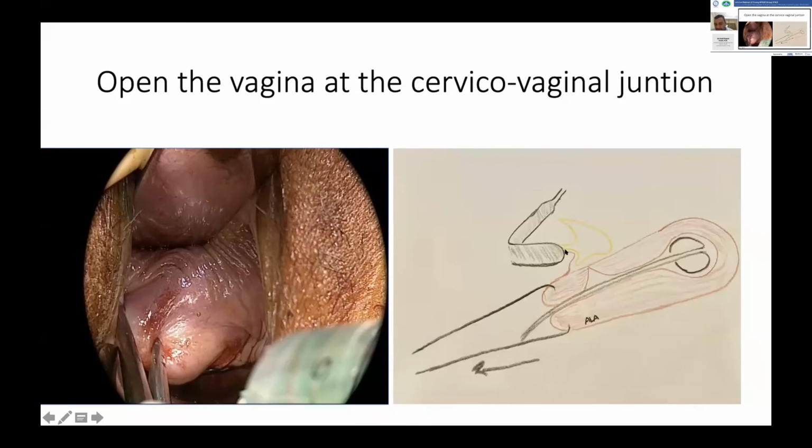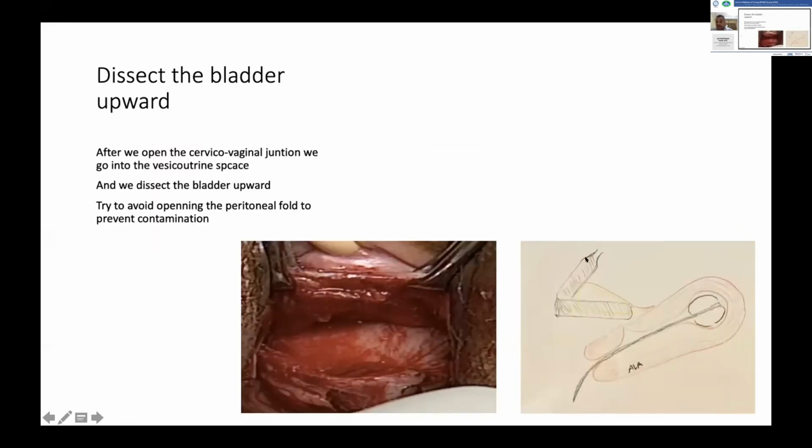So after I apply the retractor and the tenaculum, I pull the uterus downward so I can find the junction easily, and I open with my scissors at this level. After opening this, you will go into the vesico-uterine space. All of us know this space because we open it during cesarean section while we are developing the bladder flap, but here it is the reverse, through the vagina instead of the abdomen. So we open the vesico-uterine fold, then we go to the vesico-uterine space, which is actually an avascular space, and you can dissect the bladder upward easily.